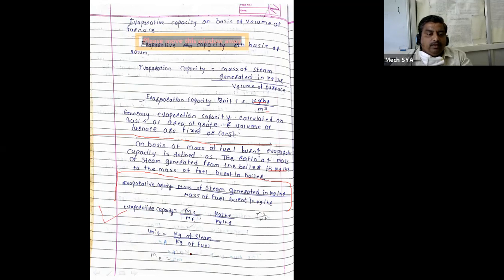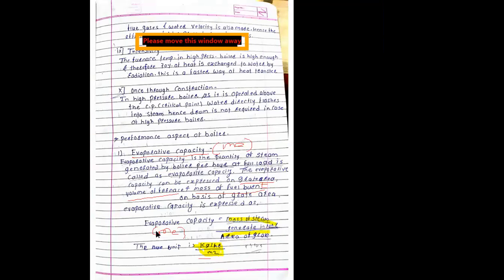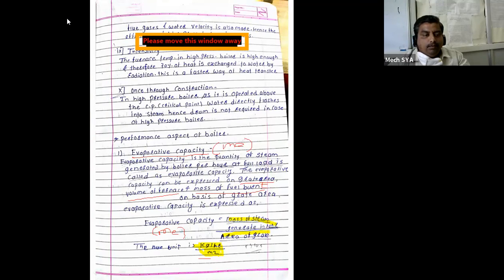If you denote it by evaporative capacity, me is equal to ms divided by mf. This is the evaporative capacity denoted by letter me. Understood? Mention in the chat box or unmute yourself and tell.